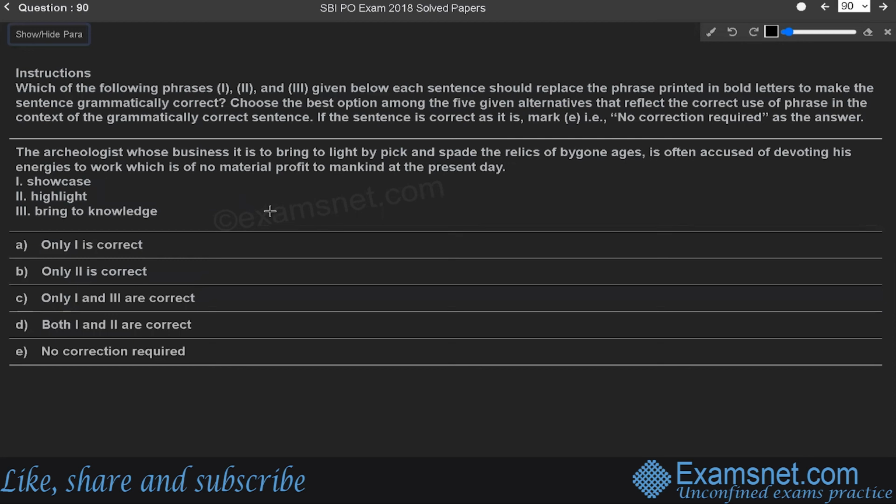Next question is: the archaeologist whose business it is to bring to light by pick and spade the relics of bygone ages is often accused of devoting his energies to work which is of no material profit to mankind at the present day. Here the phrases are showcase, highlight, and bring to knowledge. The given sentence is grammatically correct in its given form. Hence, no correction is required here. So the correct option will be option number E, which is no correction required.